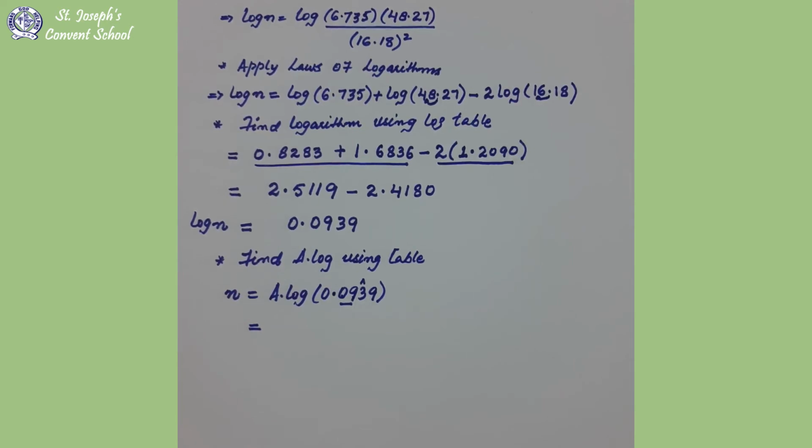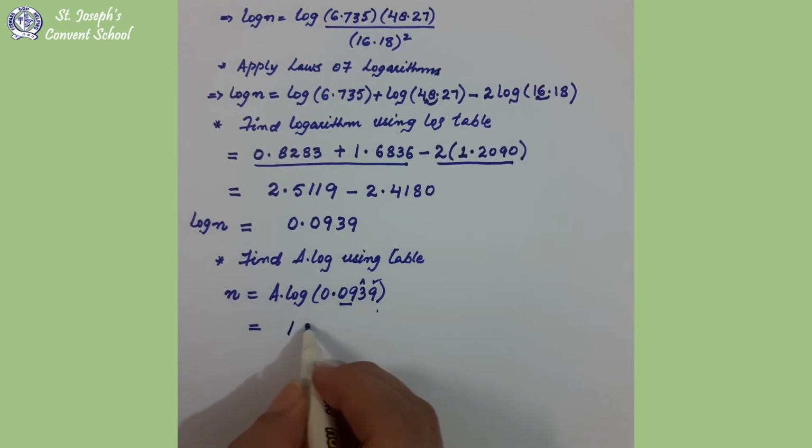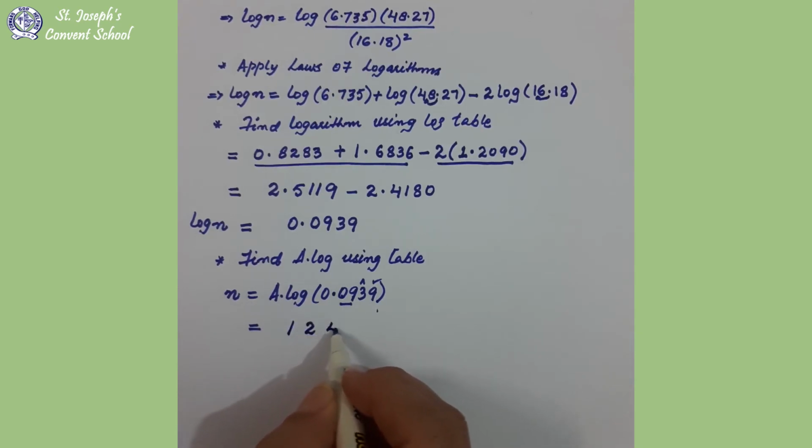Check in the anti-log table, 0.09 column 3 is 1239. Then in mean difference column 9, the value is 3. So you will add 1239 plus 3, and you will get 1242. This is n.